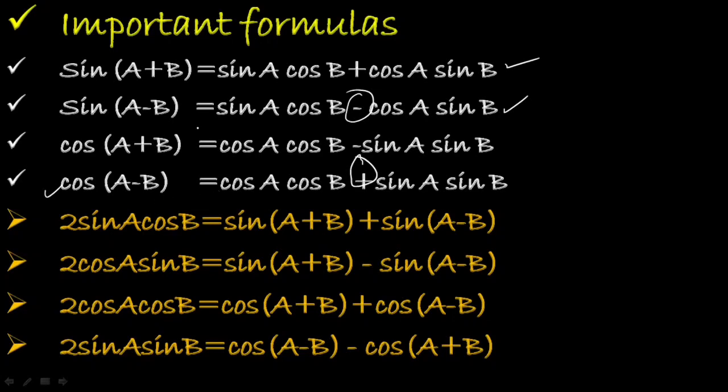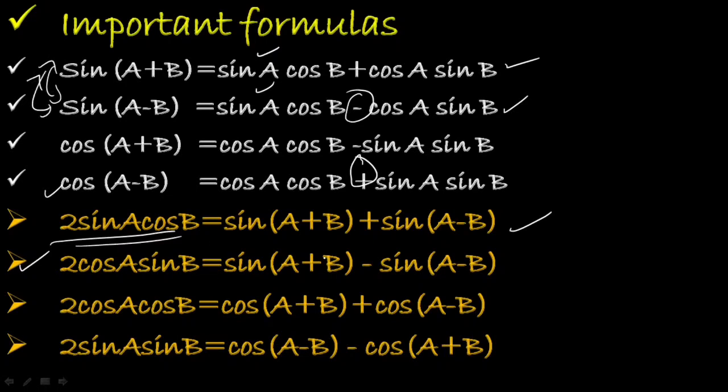That's all. So from this we can write 2 sin a cos b. That means you have to add these two. Adding these two, the second term automatically vanishes. So 2 sin a cos b is equal to sin of a plus b plus sin of a minus b, whereas for 2 cos a sin b, you have to subtract.